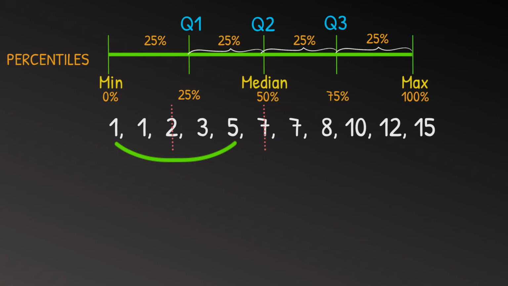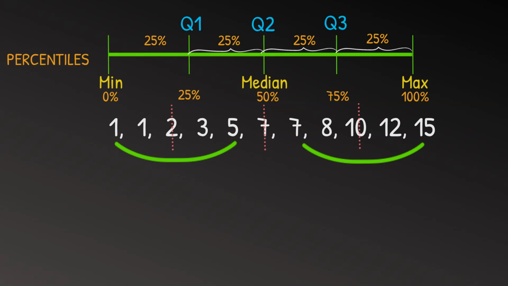And finally, we'll find Q3, which is going to be the middle of these numbers on this side, and as you can see, that is the number 10. So Q3 is equal to 10, which is also the 75th percentile.